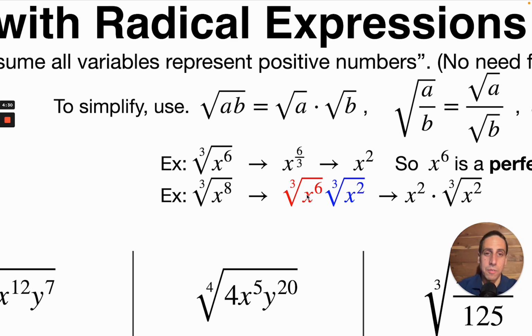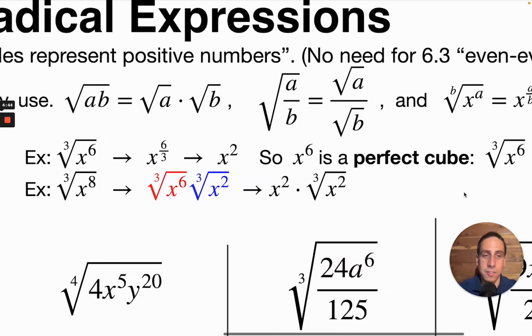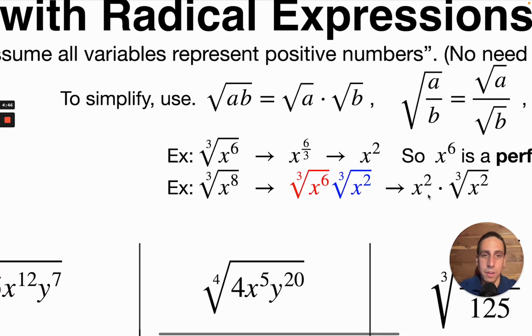Okay, so we can actually simplify the red part. It turns into x squared. And then the cube root of x squared is over here. And this is the leftover factor. Red, blue. Red simplifies and blue is the leftover, and it stays. That's what that's going to look like, and we're going to do it quite a few times coming up.